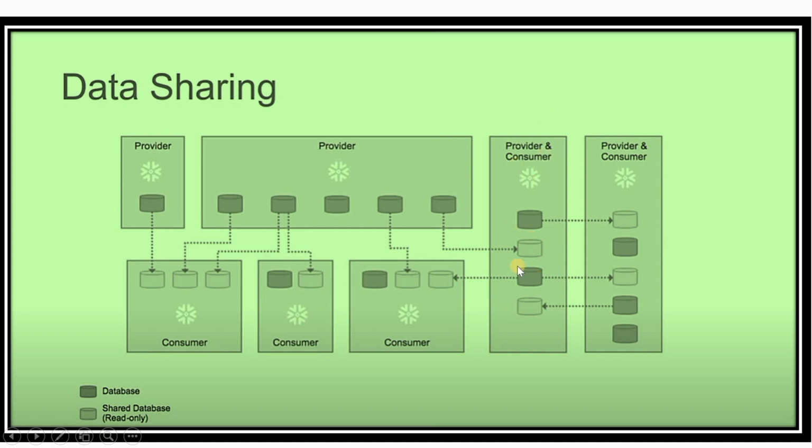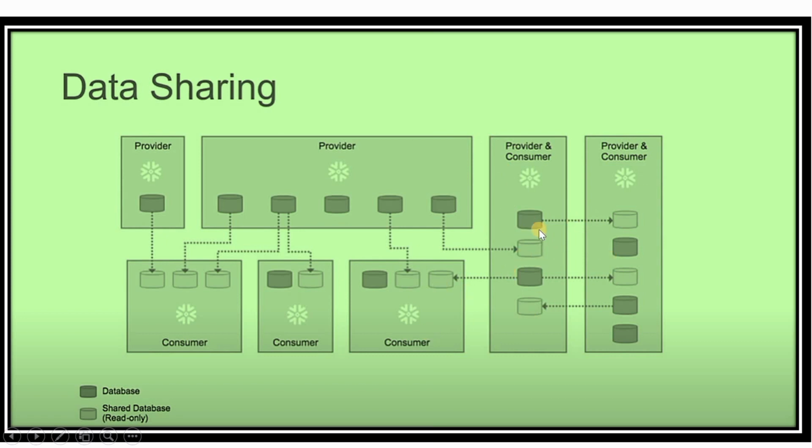So this account is treated as a provider and a consumer at the same time. In a similar way, here it is taking the data, so it is a consumer. Here also it is taking the data from this provider, so it is a consumer, and here it is giving the data, so here it is a provider. So these two Snowflake accounts are providing the data and getting the data from another provider at the same time.